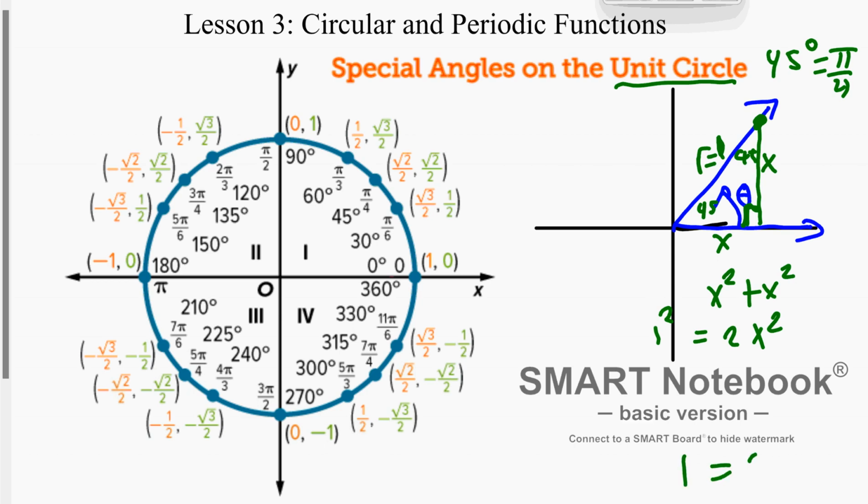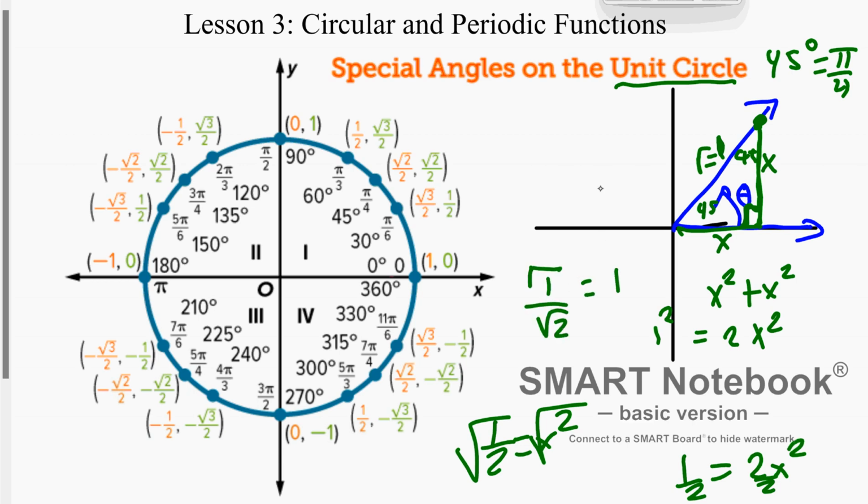It's 1, and 2x squared, and I can divide by 2, and I get a half. So I have 1/2 equals x squared. I want to solve for x, find this distance right here, as well as this distance, that they're the same. Square root, square root. So that's the square root of 1 on top, which equals 1, square root of 2 on bottom. I have to rationalize it, so square root of 2 on top, and square root of 2 on top. So I get root 2 over 2. So this side length is root 2 over 2, and this side length is root 2 over 2.